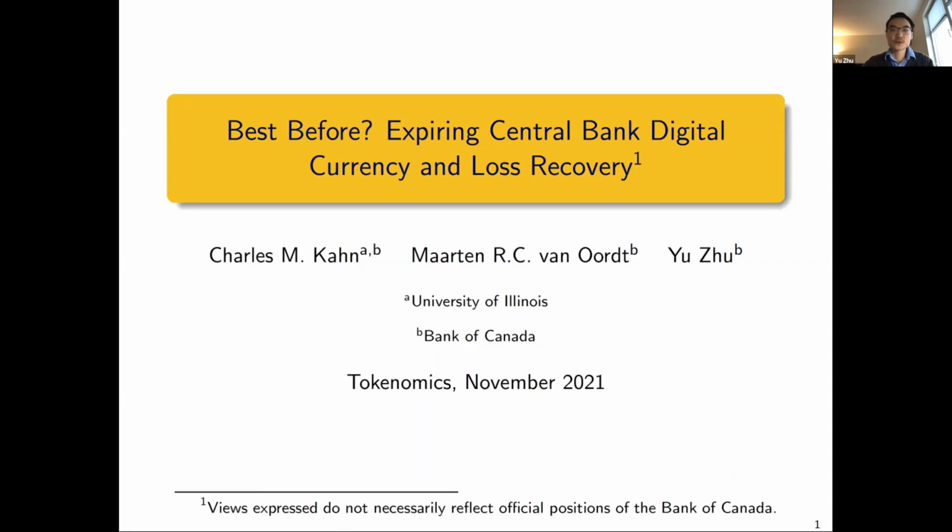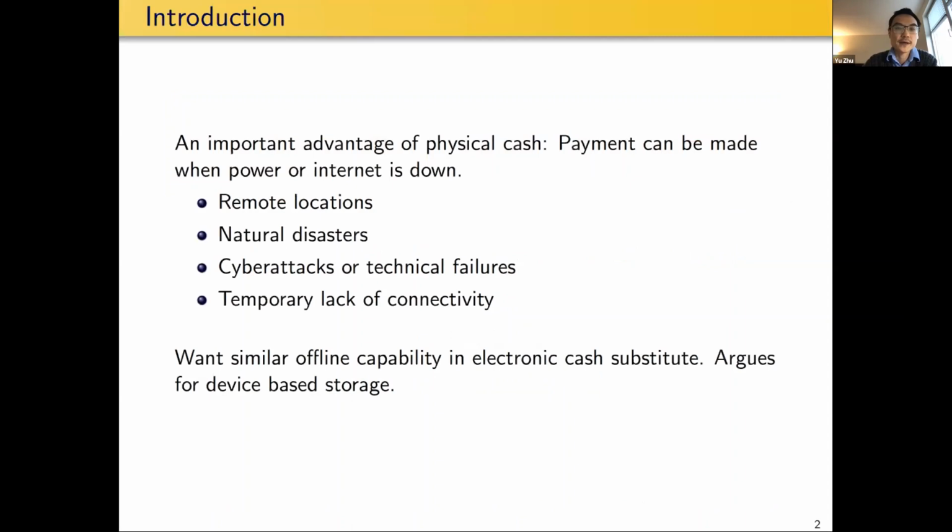It's really about using expiry date to facilitate loss recovery, okay? So let me just jump in. An important advantage of physical cash is its resilience. It can be used even if there is no internet and no power. This is quite useful for remote locations and in case of natural disasters. It would be desirable to have the same feature in central bank digital currency.